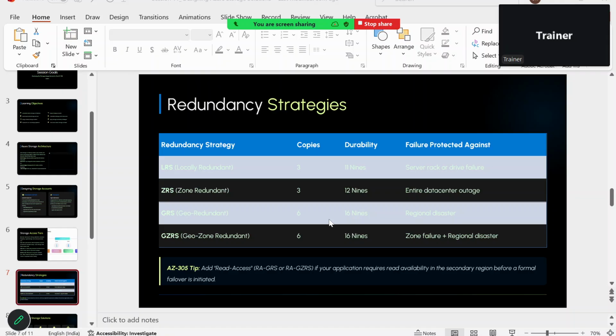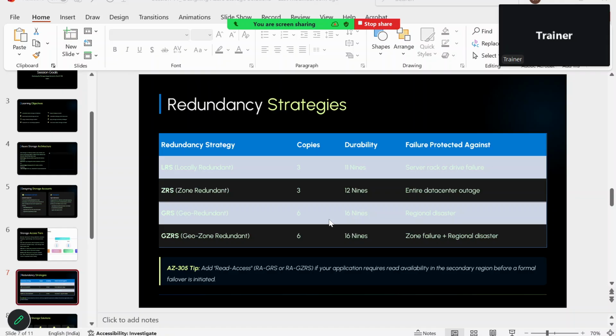And what is geo-redundant storage, which is GRS? Azure stores 3 copies in the primary region plus 3 copies in the secondary region. So it looks like the primary region has 3 copies, and then it goes through replication, and then the secondary region also has 3 copies. What are the benefits?